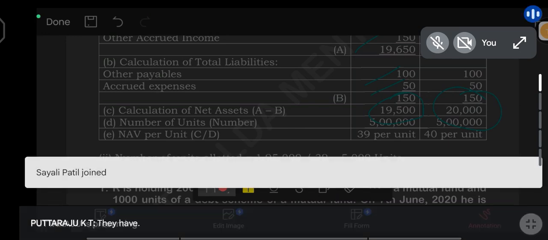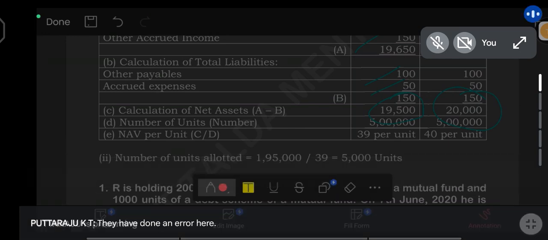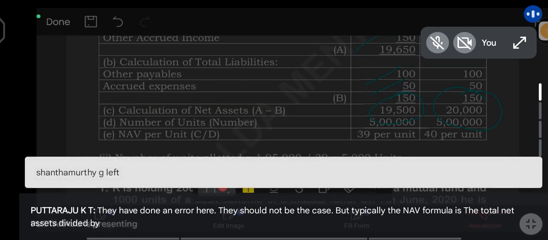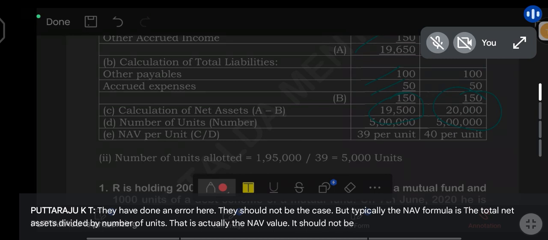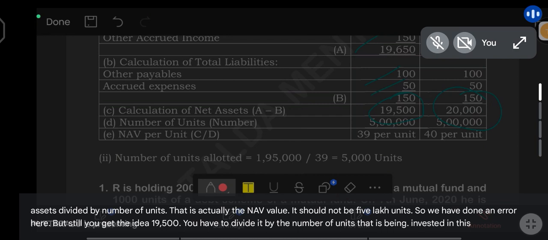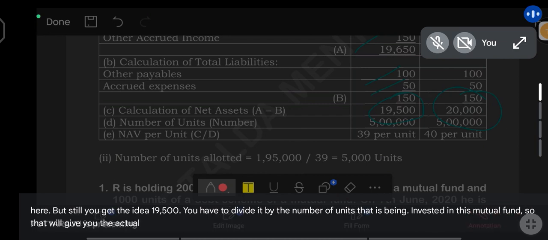They have done an error here. This should not be the case, but typically the NAV formula is the total net assets divided by number of units. That is actually the NAV value. It should not be 5 lakh units. So they have done an error here. But still you get the idea, 19,500. You have to divide it by the number of units that has been invested in this mutual fund. So that will give you the actual NAV per unit.